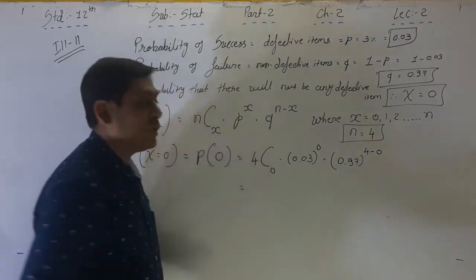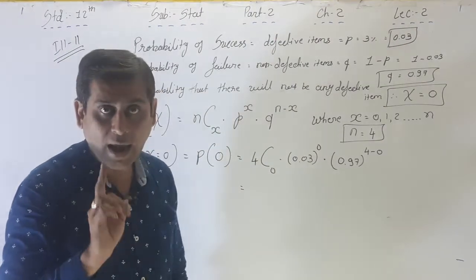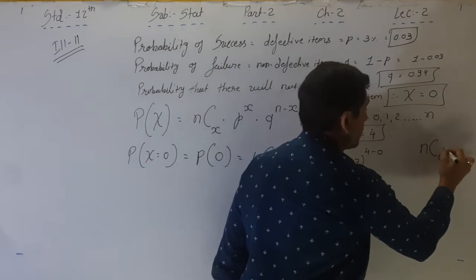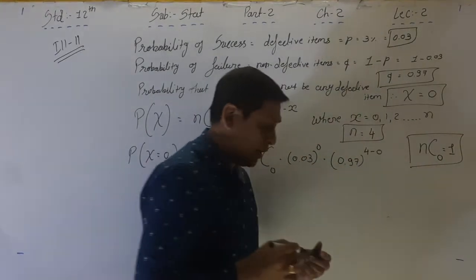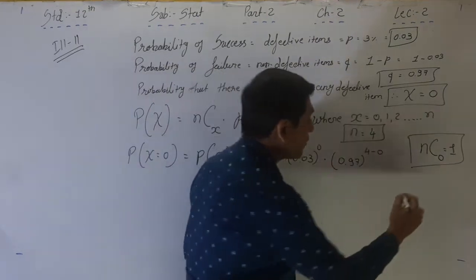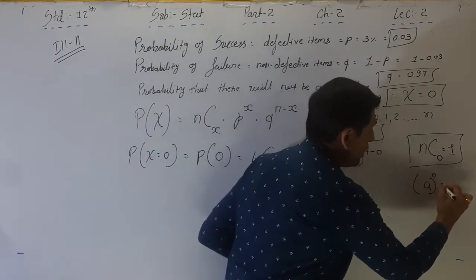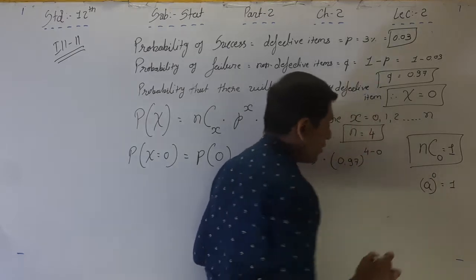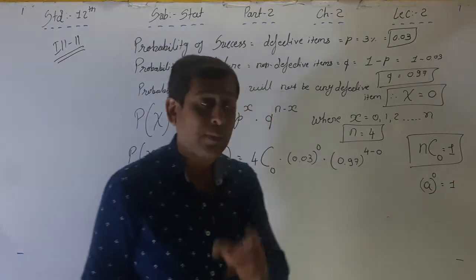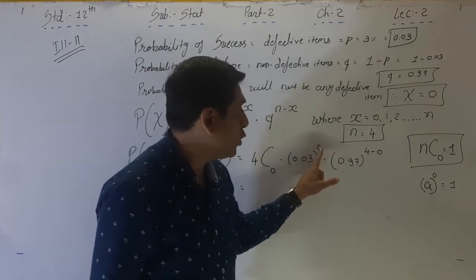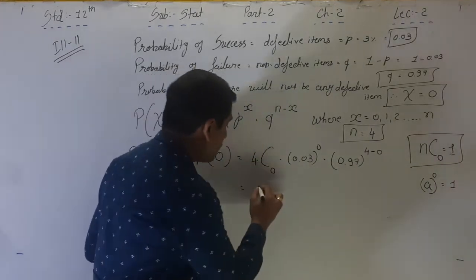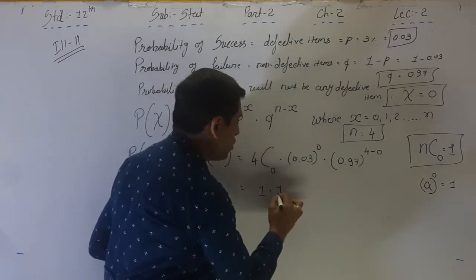Now find 4C0. Always nC0 is equal to 1. This is the shortcut I told you in the probability chapter. So nC0 is equal to 1, that's why here 4C0 is equal to 1. Again, any constant raised to 0 is equal to 1, that is a raised to 0 is equal to 1. That means 0.03 raised to 0 is also equal to 1. So here 4C0 is equal to 1, into 0.03 raised to 0 is equal to 1.